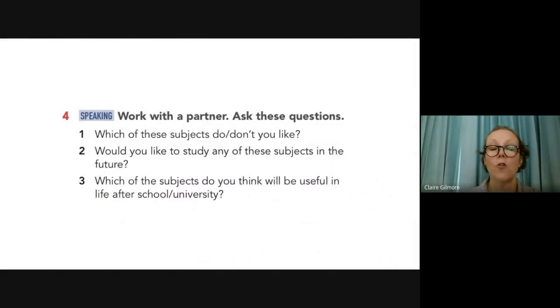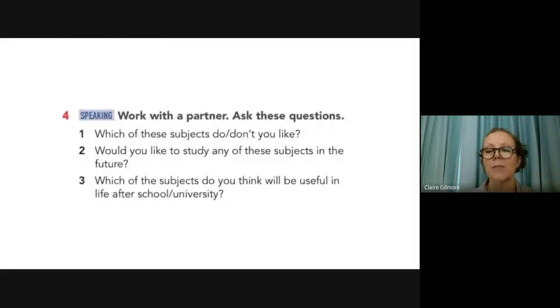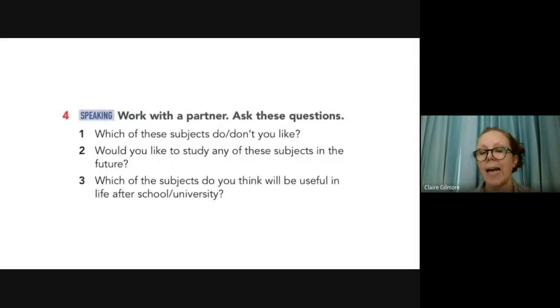Now, section 4 of the worksheet is an exercise where you need to work with a partner. So what I would like you to do is just think about answers to these questions. So which of these subjects do you or don't you like? They're the subjects that were in the box from the first question. Number 2, would you like to study any of these subjects in the future? And number 3, which of the subjects do you think will be useful in life after school? Now, what we'll do is we will discuss these questions in our next meet. And for anybody who's already had a meet with me, we can arrange another time where everybody can get together and we can discuss these few questions.